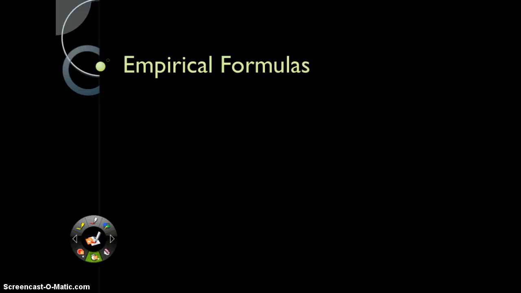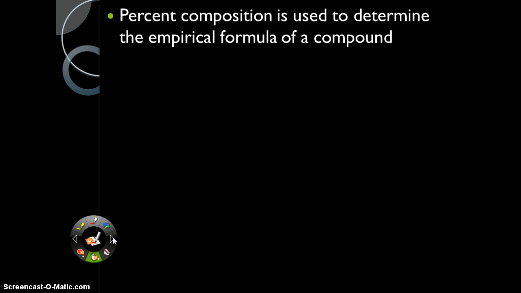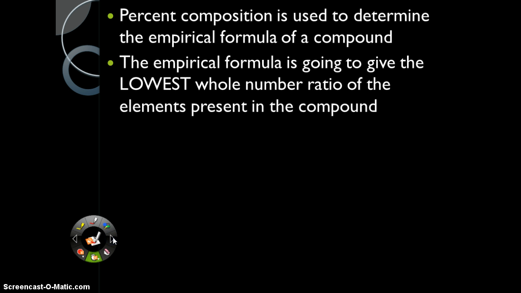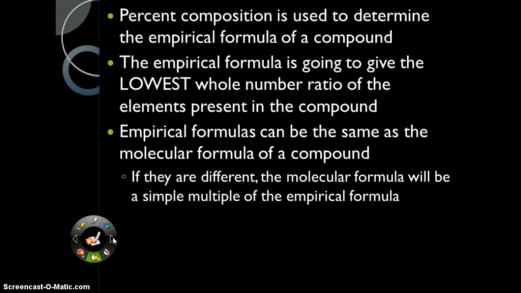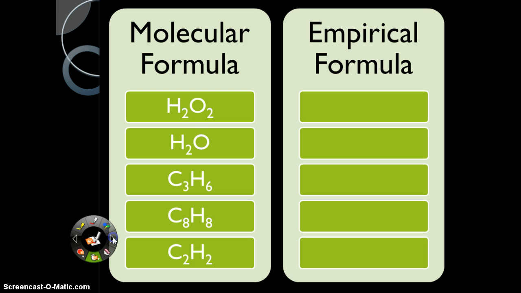Hello, this lesson is going to be on empirical formulas, and we're going to use percent composition to determine the empirical formula of a compound. Empirical formula is going to give us the lowest whole number ratio of the elements that are present in that compound. So if your empirical formula and molecular formula are the same, which they can be, to get to the molecular formula, it's going to be a simple multiple.